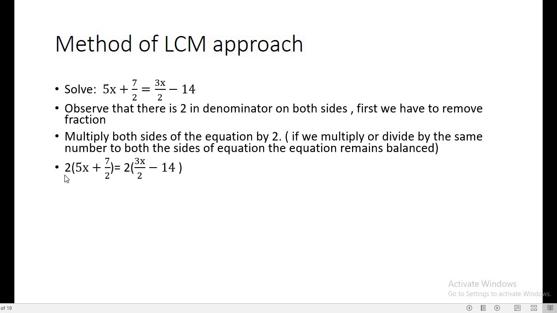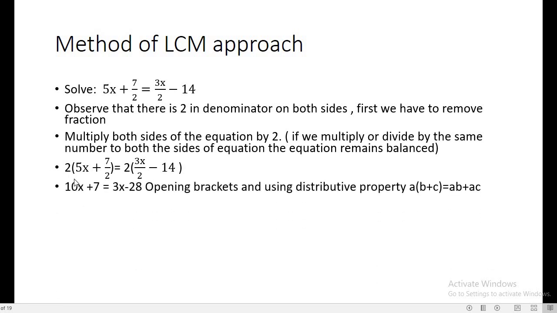So we multiply by 2 on both sides and then use the distributive property. That means 2 is first multiplied by 5x and then 2 is multiplied by 7 by 2. Similarly, on the right hand side there is also the distributive property, that is 2 is multiplied by 3x by 2 and then 2 is multiplied by 14, and the sign of minus remains as such. So 2 multiplied by 5x gives you 10x and 2 multiplied by 7 by 2 gives you 7. Similarly, 2 multiplied by 3x by 2 gives you 3x and 2 multiplied by 14 gives you 28.